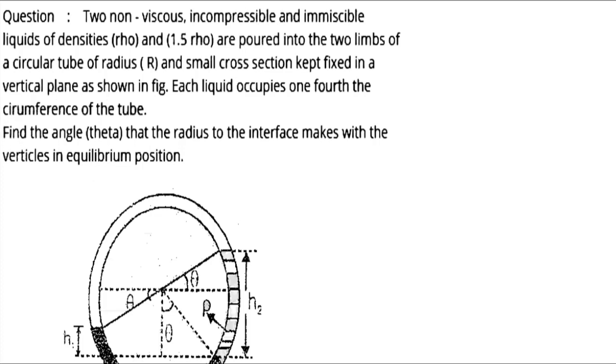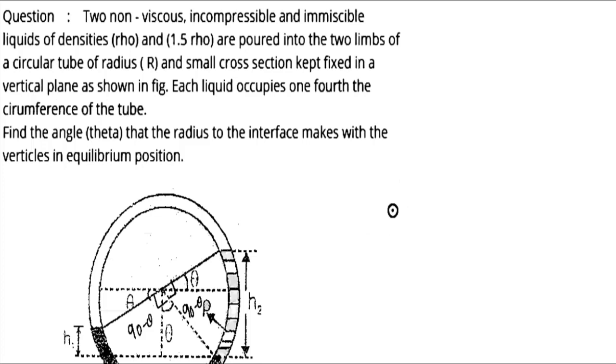vertical in equilibrium position. According to the question, these two fluids make an angle of 90 degrees at the center, which means these two angles are 90. In that condition, if that angle is theta, that will be 90 minus theta, and that also 90 minus theta. So we have to find the value of theta. So we will balance the pressure at point A and point B, because we know that at the same horizontal level pressure due to fluid remains the same.